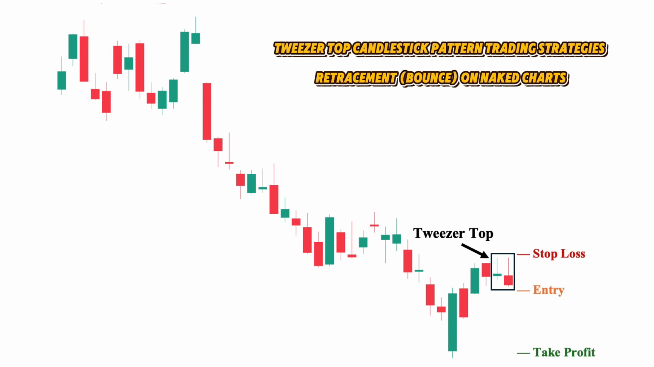And here are some recommendations for you to identify the entry point. A few ticks below the second candle's low. Set your stop loss a few ticks above the second candle's high. Set your take profit a few ticks above the nearest key structural support level, in this case, the previous low of the trend. And the risk-reward ratio must be at least 1:1.